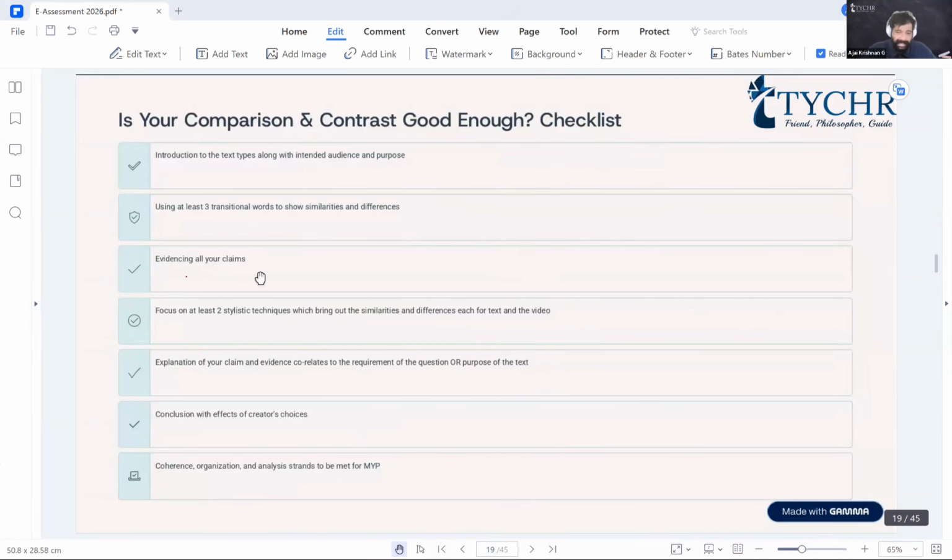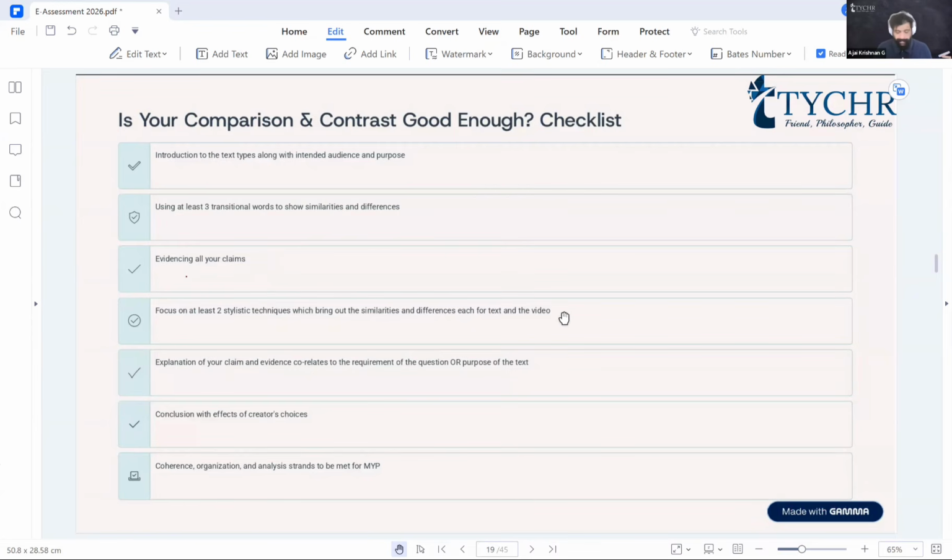Then give evidence for your claim, whatever claim you're making. For example, "Text one uses cinematography to showcase the trauma experienced by characters." If that is the claim you're making, make sure you give evidence for that claim. At times, students will make a claim and give a reference or evidence which has nothing to do with the claim. So make sure your evidence goes hand in hand with the claim you're making. If it is a video, give the video timestamp which corresponds to that, and focus on at least 2 stylistic techniques which bring out the similarities and differences for each of the text and the video.